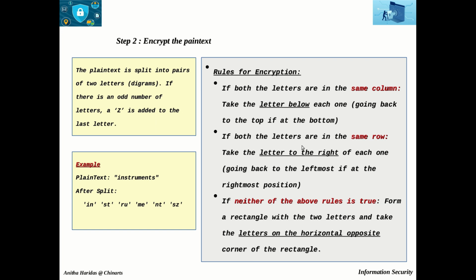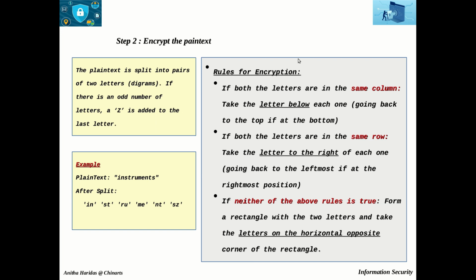Whereas if both the letters are in the same row, then take the letter to the right of each one, going back to the leftmost if at the rightmost position. If neither of the above rules are true, you form a rectangle with 2 letters and take the letters on the horizontal opposite corner of the rectangle. So these are the 3 rules we have to follow for the encryption process, right?